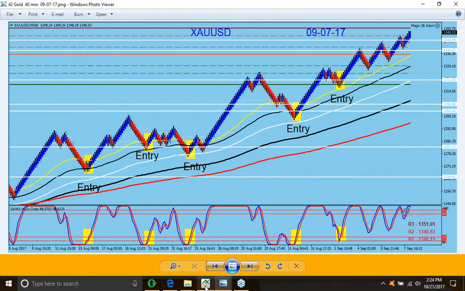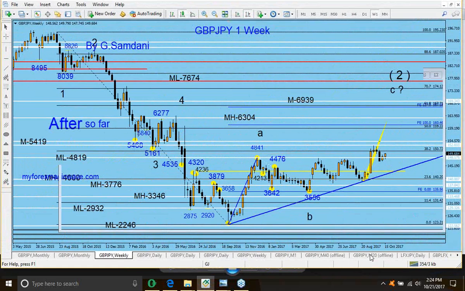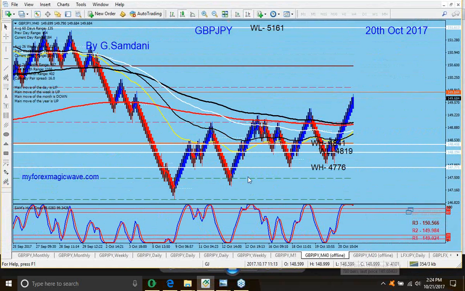For example, here, if I open the 40-minute chart, like this one, see, this is a 40-minute chart. Now slowly it is going up and may retrace a little bit later on, and then give us a nice entry and go. But look at these 40-minute entries here. This one, this one, this one, all three entries, beautiful.